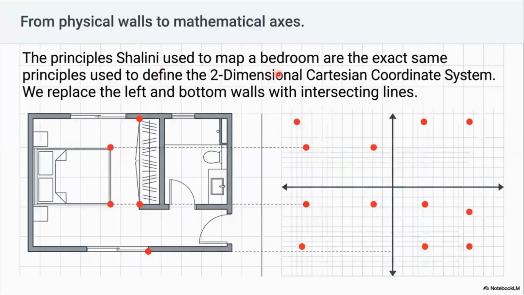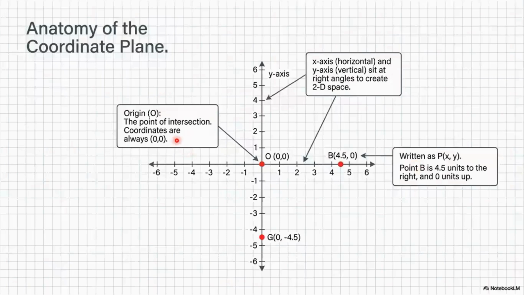Next, the principle Shalini used to map a bedroom is exactly the same principle used to define the two-dimensional Cartesian coordinate system. We replace the left and bottom walls with intersecting lines. Okay, so all these points are mentioned here. Just the left and bottom walls used as intersecting lines, and it converted into a Cartesian coordinate system. Okay, so in the Cartesian coordinate system, this is the origin, represented by 0, 0. The point of intersection, the coordinates are always 0, 0 because here x is 0, y is 0.